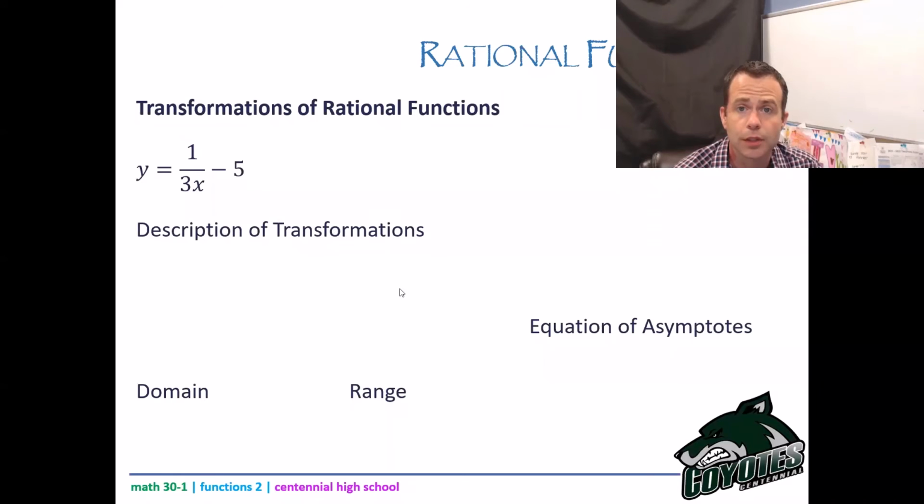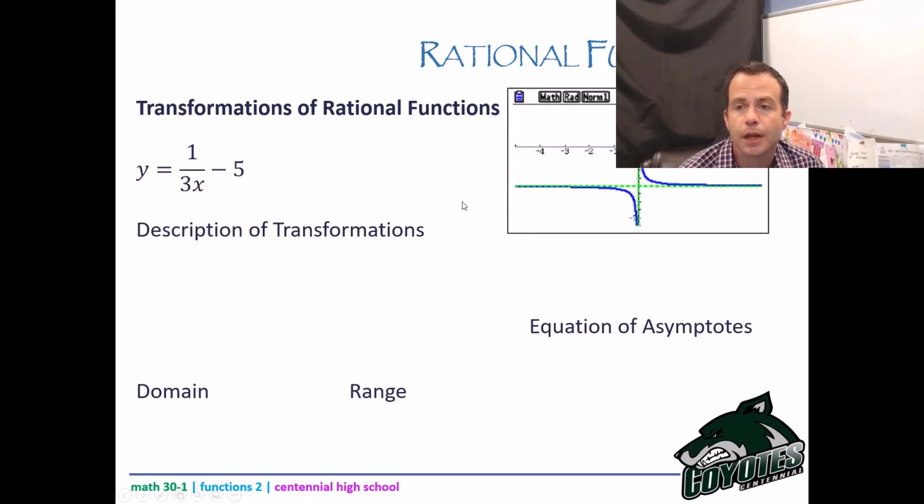Cool. So we're going to say I have a vertical stretch of 1/3, and I'm going to go down 5. So that's a vertical translation, 5 units down. So my vertical asymptote won't have changed. That'll still be at x equals 0. But my horizontal asymptote now moves down 5 units. So that'll be at y equals -5. Okay, so my graph should look something like this.